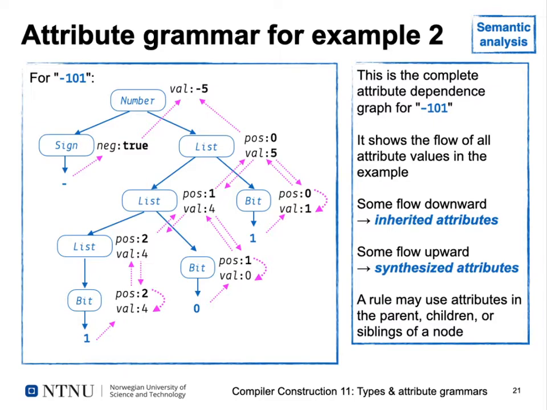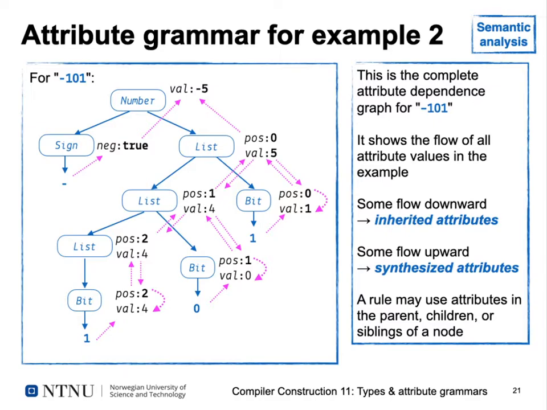This means it shows the flow of all attribute values in our example. If you look at the arrows in this diagram here, the pink ones, you see that some attributes flow downward, like our position here. These are so-called inherited attributes. So bit inherits the position attribute from list, for example, whereas other attributes flow upward, like the value from a bit to a list. This is a so-called synthesized attribute.